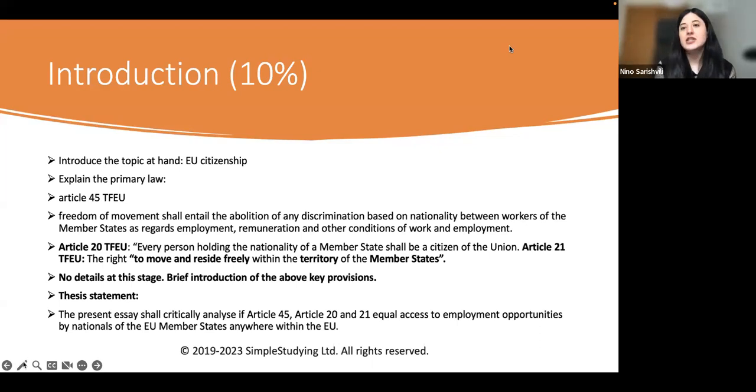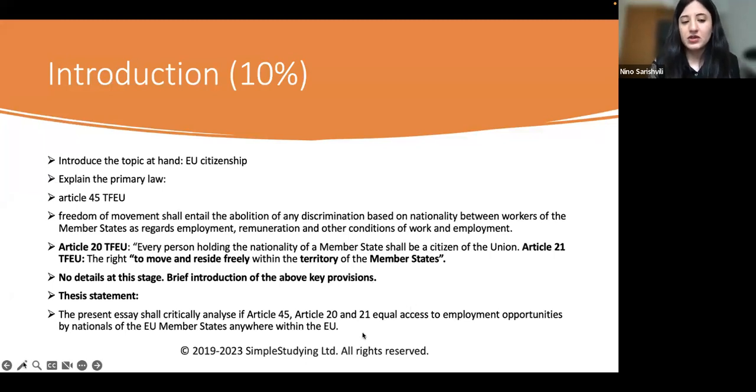Basically, this means that any EU citizen can go from one EU country to another EU country and access employment without any discrimination. That's Article 45. Also, Article 20, which is about EU citizenship, is an important addition to what was previously only Article 45. Every person holding the nationality of a member state shall be a citizen of the Union. It establishes the concept of EU citizenship, which was not present before the Citizenship Directive. Article 21 states that there is a right to move and reside freely within the territory of the member states.